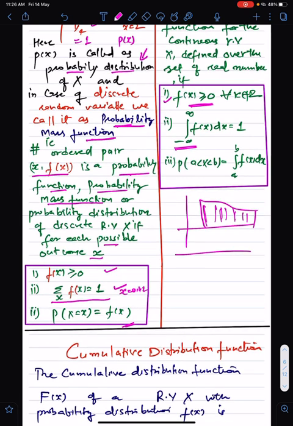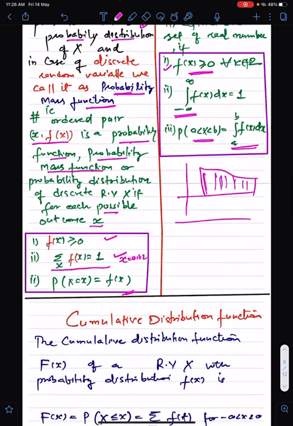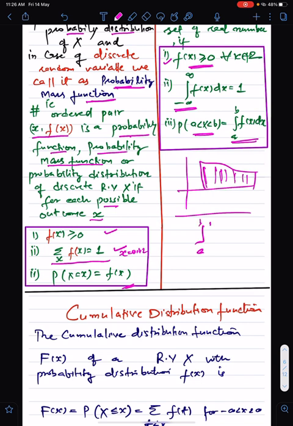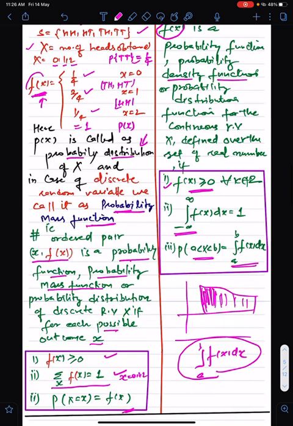So the probability from a to b in any interval, because x is a continuous type random variable, is defined as the integral from a to b of f of x dx, that is, the area under this curve from a to b. This is how you define probability in the case of a continuous type random variable. So this is quite important.